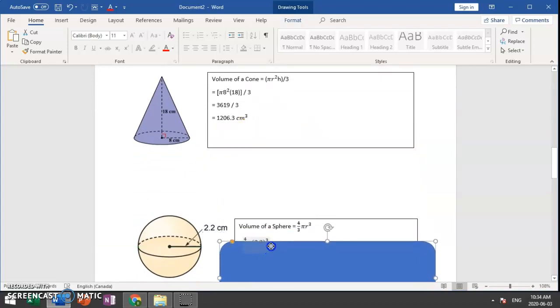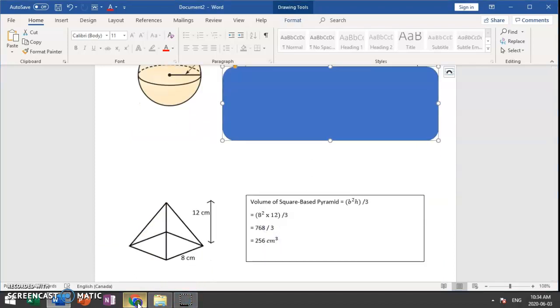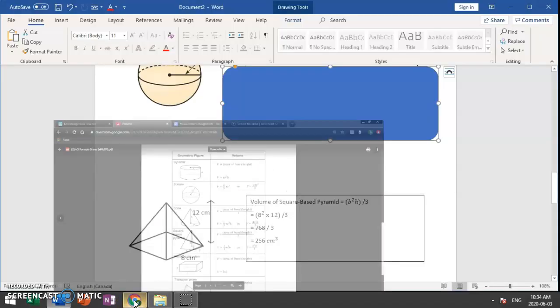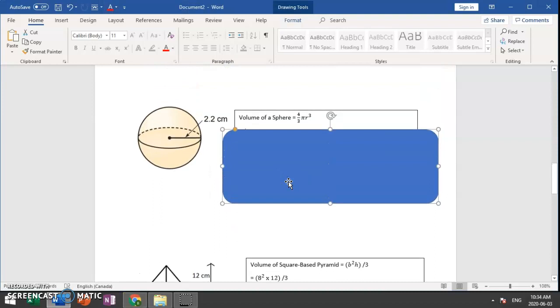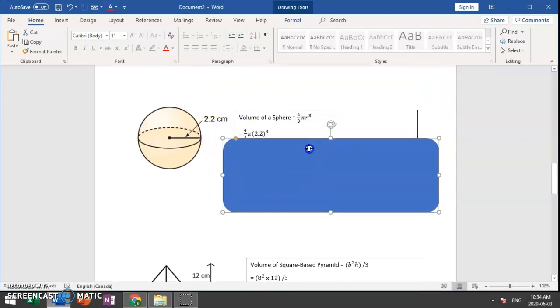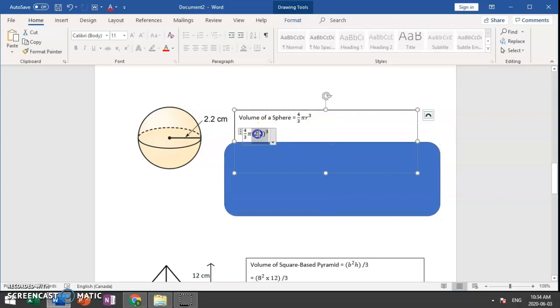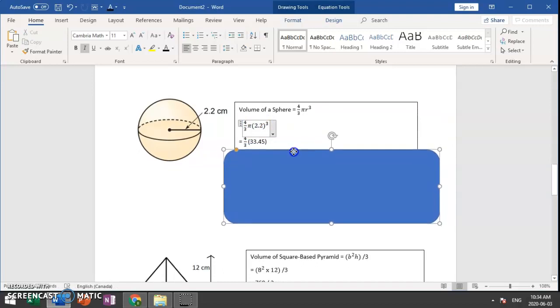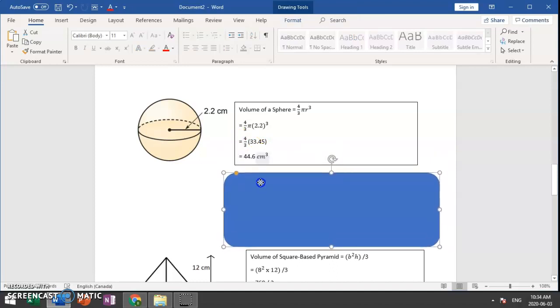Volume of a sphere, the equation is 4/3 pi r cubed. Sounds complicated, but it's not. What's our radius? 2.2, put that in for r. We have to do our exponent first, always, right? So 2.2 cubed, that's 2.2 times 2.2 times 2.2. That's what that means. So 2.2 cubed times pi gives us 33.45. We're then going to multiply that by 4/3, which is 44.6 centimeters cubed.